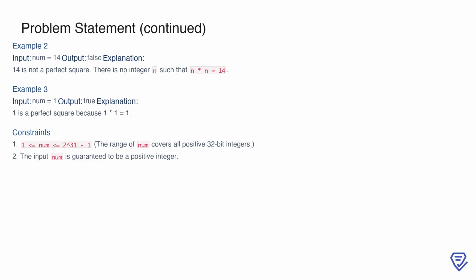These examples illustrate the need to determine whether number can be expressed as the square of some integer. Additionally, there are constraints we need to consider. The input number is guaranteed to be a positive integer, and its value will always fall between 1 and 2 to the power of 31, which is the upper limit for 32-bit integers. This means the solution must handle very large inputs efficiently.